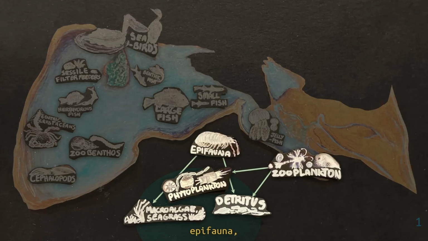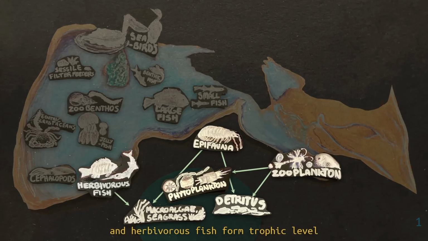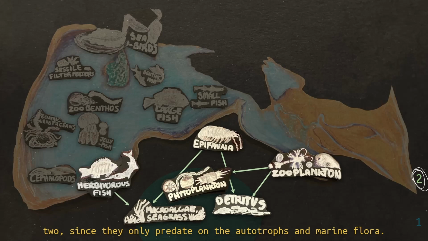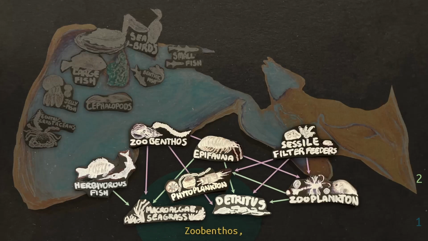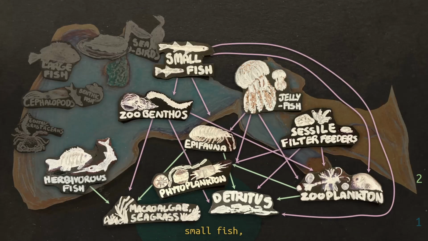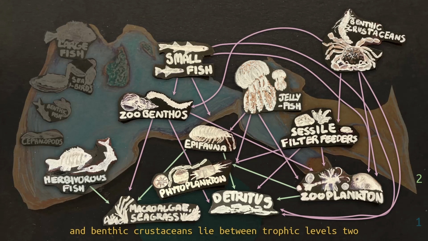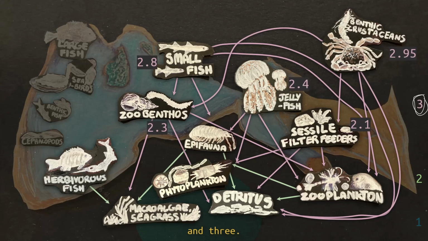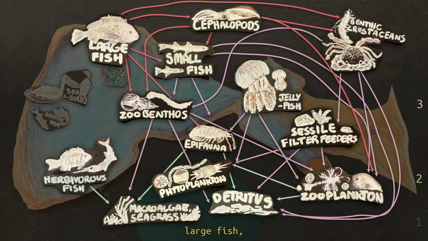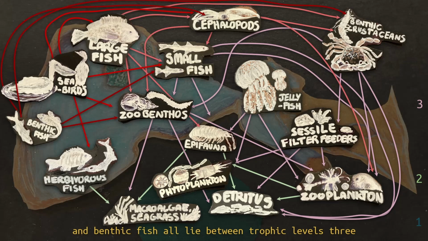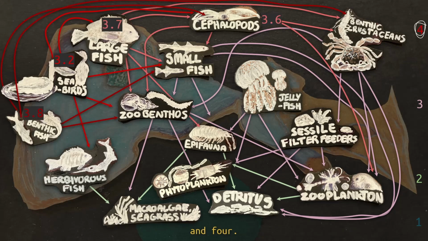Zooplankton, epifauna, and herbivorous fish form trophic level 2 since they only predate on autotrophs and marine flora. Zoobenthos, jellyfish, small fish, and benthic crustaceans lie between trophic levels 2 and 3. Cephalopods, large fish, seabirds, and benthic fish all lie between trophic levels 3 and 4.